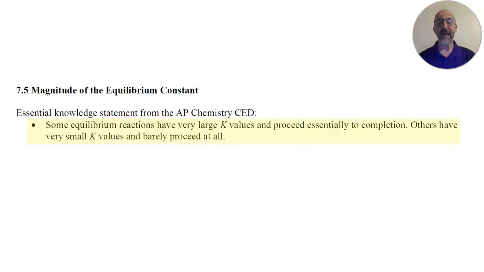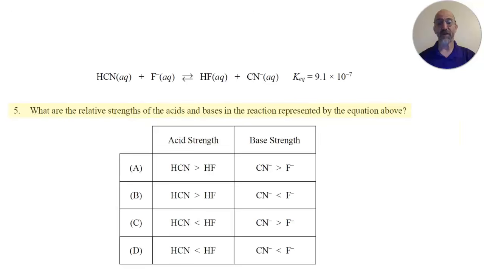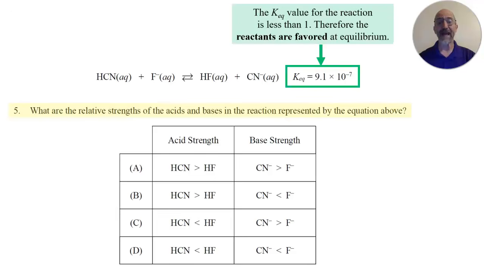Let's go back and look at the K value that we're given for this reaction in question 5. If we see a large K value, then the products would be favored. And if we see a small K value, then the reactants would be favored. Wow, look how small that K value is. It's 9.1 times 10 to the negative 7. So what does that mean? It means that the reactants are favored at equilibrium. So the K value is less than 1.